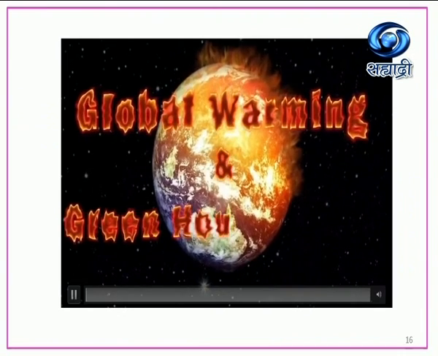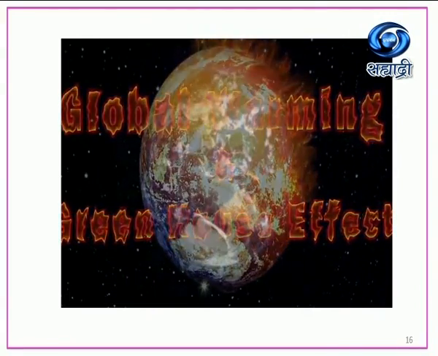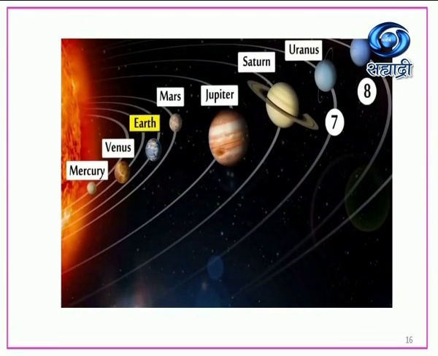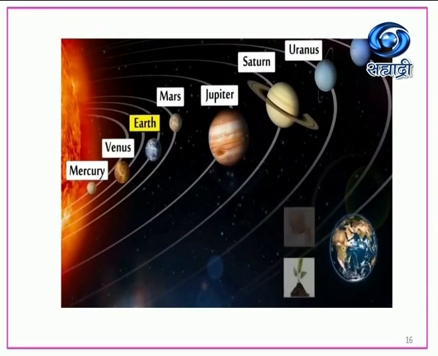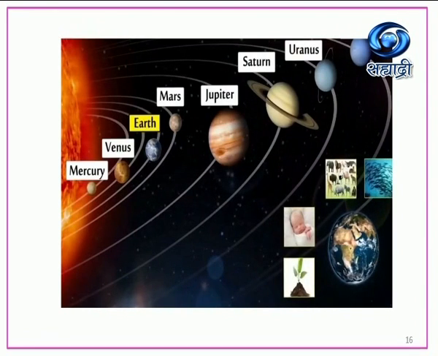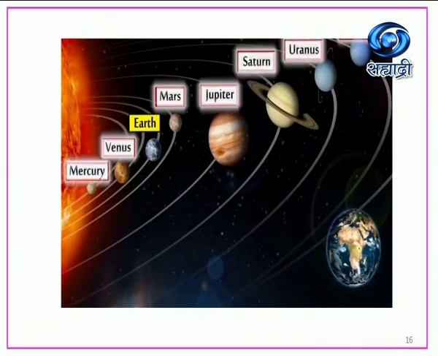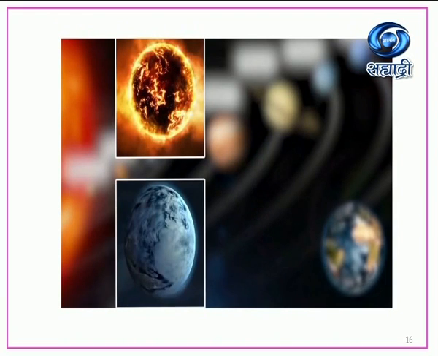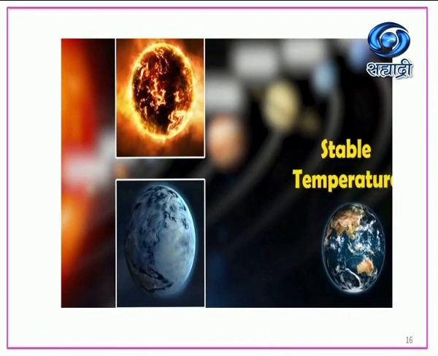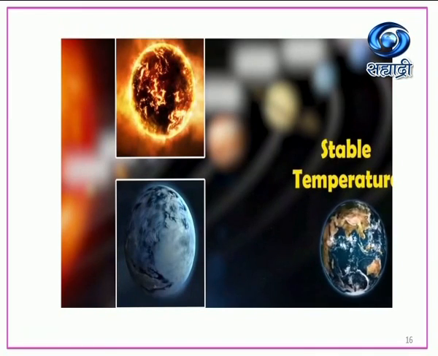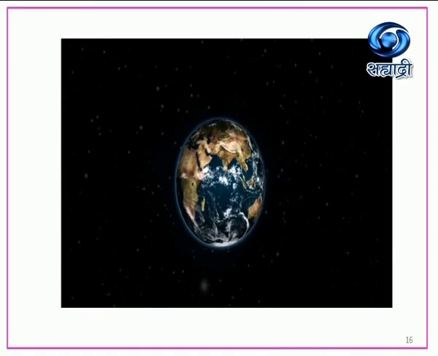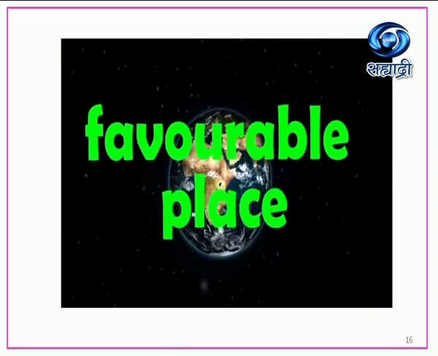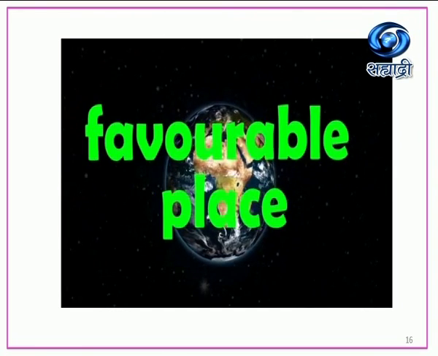Global warming and the greenhouse effect. Earth, the third planet from the Sun. The only planet having a vast diversity of life forms. While other planets of our solar system are either scorching hot or bitterly cold, Earth has relatively stable temperatures. What is making Earth different? What exactly is making Earth such a favorable place to live on?